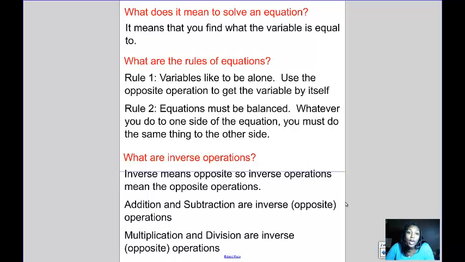The second rule is that equations have to be balanced. Whatever you do on one side of the equation, you have to do the same thing to the other side, because both sides have to equal the same thing.